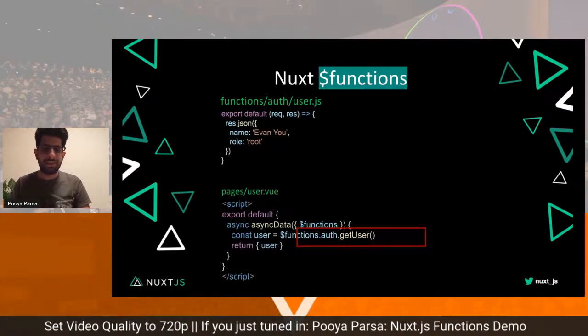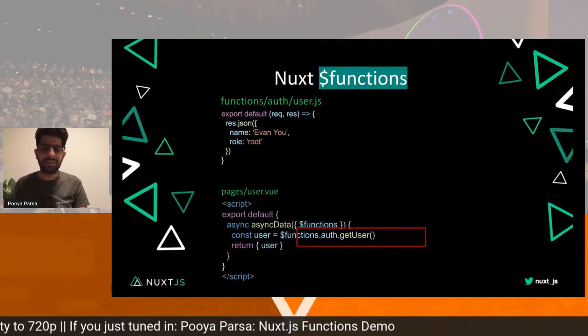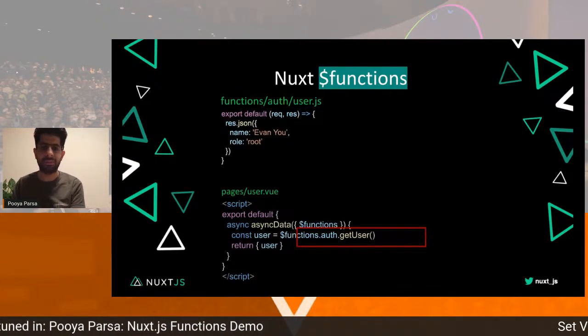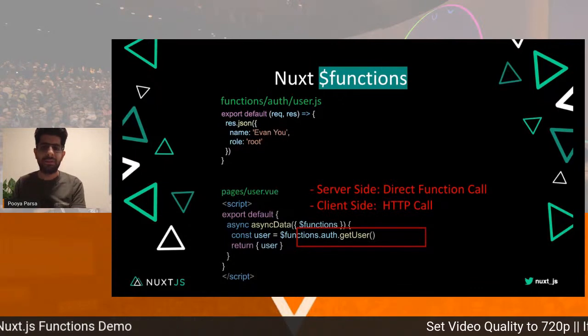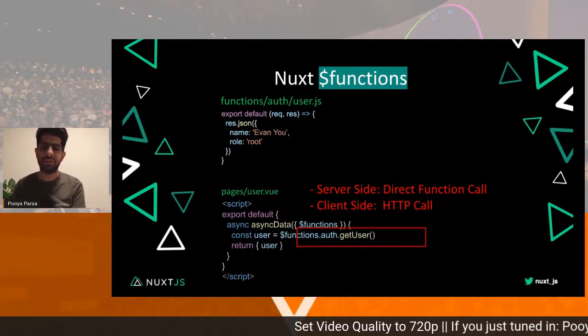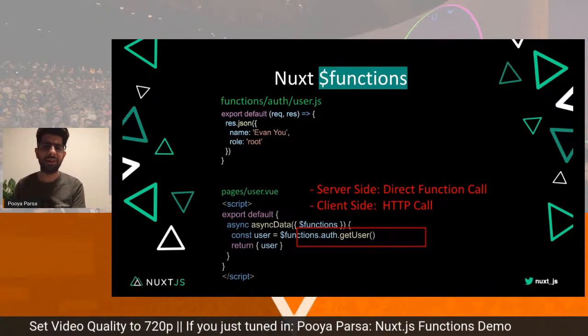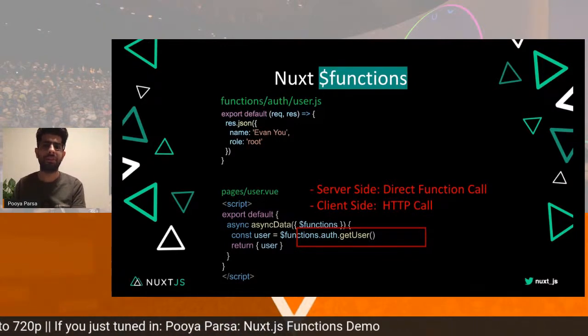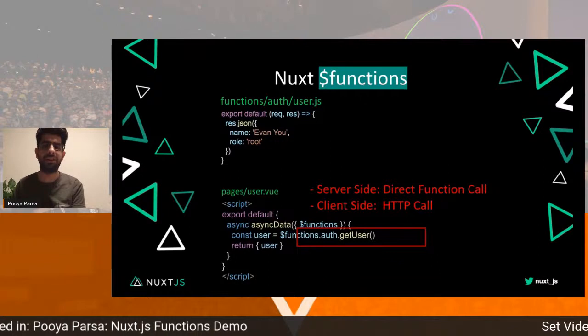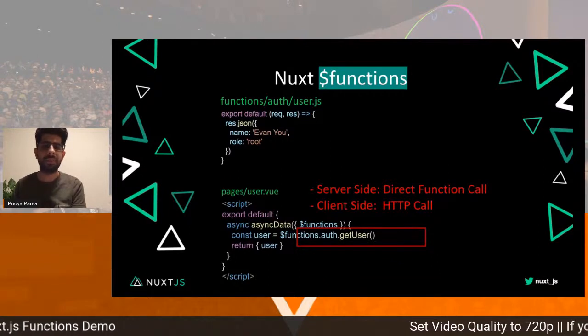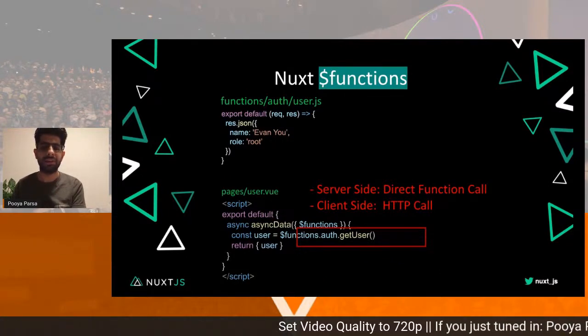And this function call behind the scenes is working in an interesting way. For server side, we don't want to waste resources. So instead of making the HTTP call on the server side, we use direct function calls. Without any latency, we directly call the function and get the response. But on the client side, we create HTTP requests.